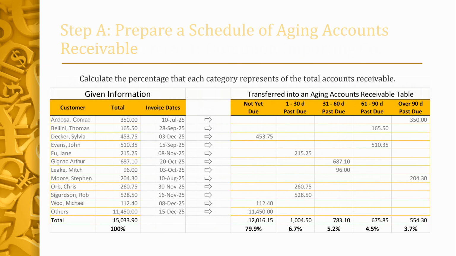The largest amount calculated as uncollectible, 50% of accounts over 90 days past due, comes from the aging period with the lowest amount due.